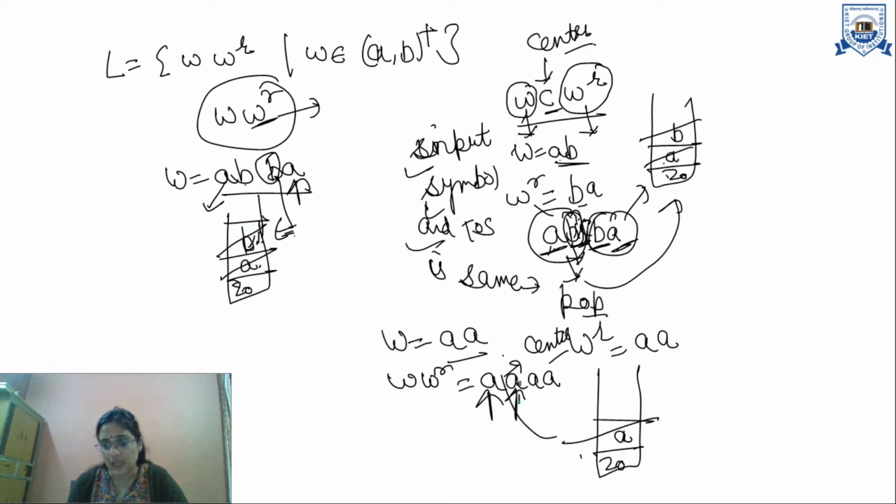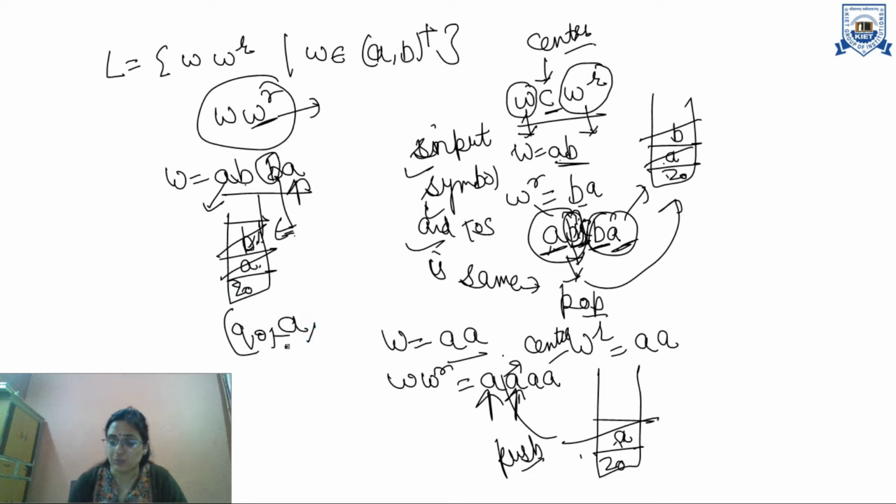But in this case, the input symbol is A and the top of the stack is A. Both symbols are the same, but I have to use the push operation, because if I pop this symbol, I am popping it before the occurrence of the center point. So for the same input symbol, suppose I am in state Q0, the input symbol is A and the top of the stack is Z0. First of all, I use the push operation, and I am also going to use the pop operation. I am using more than two operations on the same state.